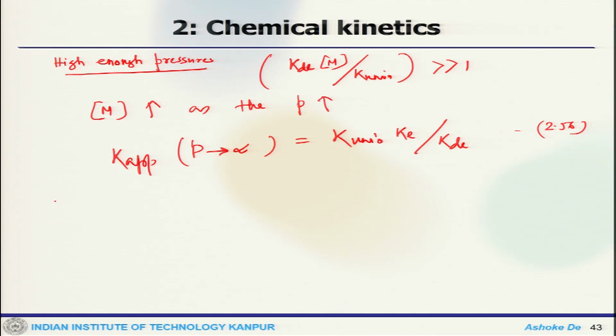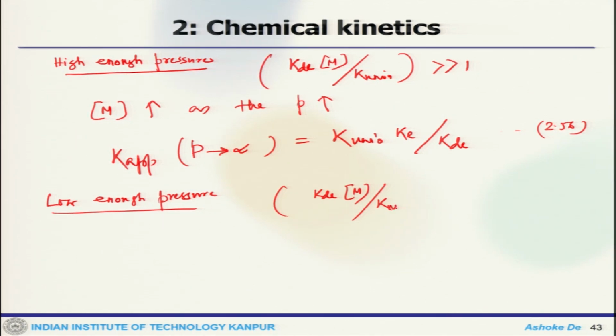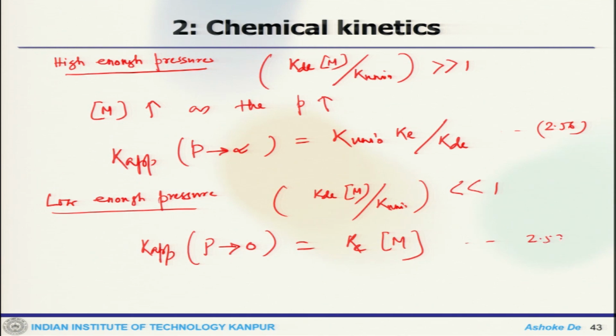Now, if your pressure is low, so for low enough pressure, there are two different conditions. So, what again we can say that K d E m by K unimolecular is very much less than 1. So, that means P tends to 0, which is K E m. So, for the two different pressure dependencies, you can find out what would be the result.